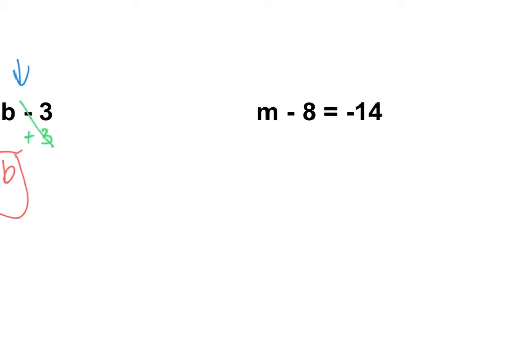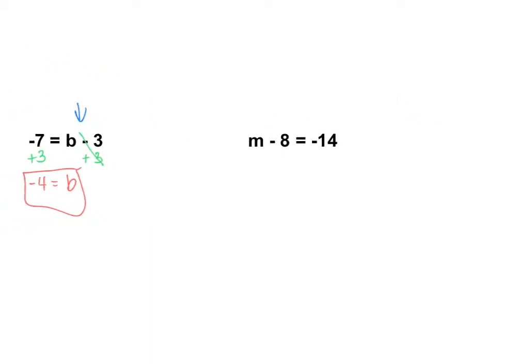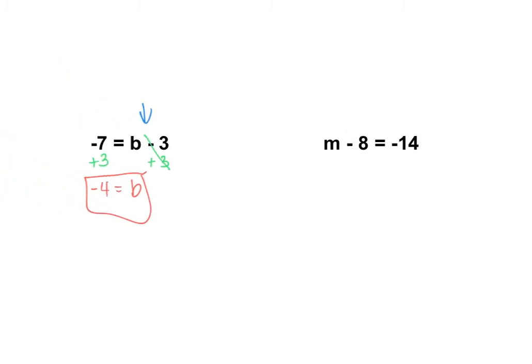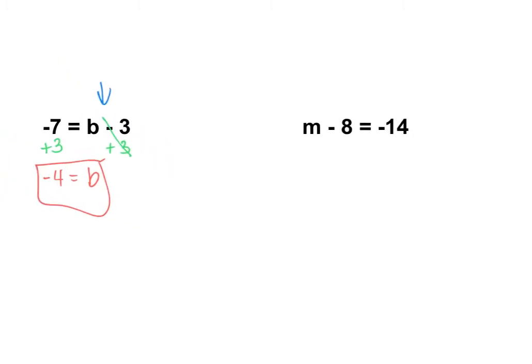All right, let's move over to the right side of this one. We've got m minus 8 equals negative 14. We're going to add 8 to both sides. That way these cancel, so we get m equals negative 6, because negative 14 plus 8 will give us negative 6.